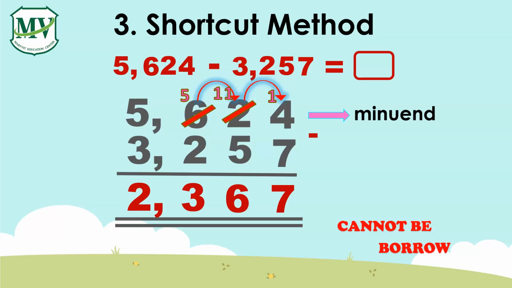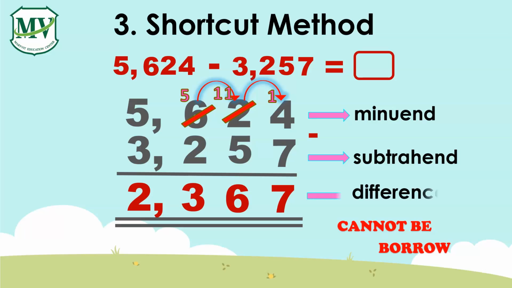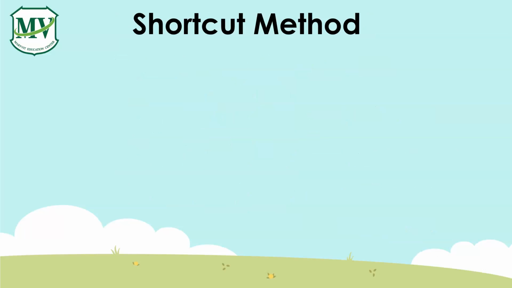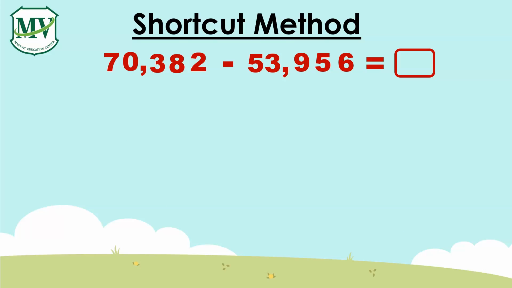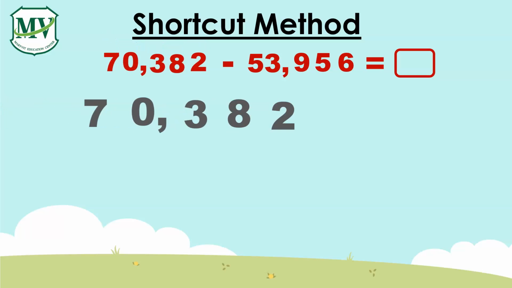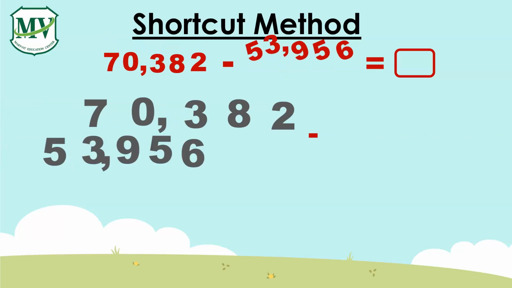5,624 is the minuend. 3,257 is the subtrahend. And 2,367 is the difference. Another example, 70,382 minus 53,956. Let's write the numbers in vertical way.